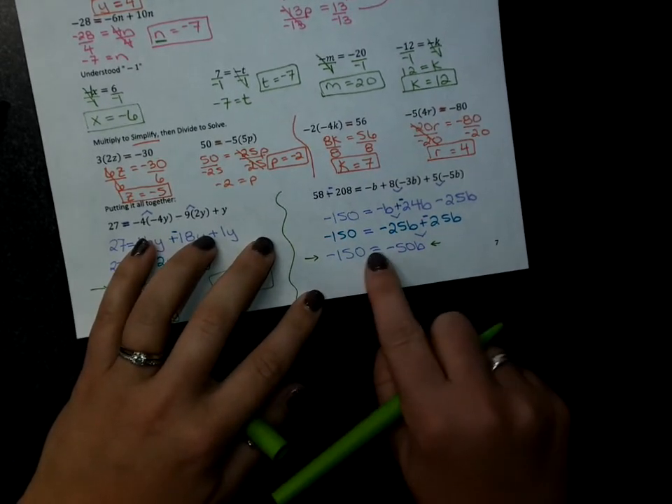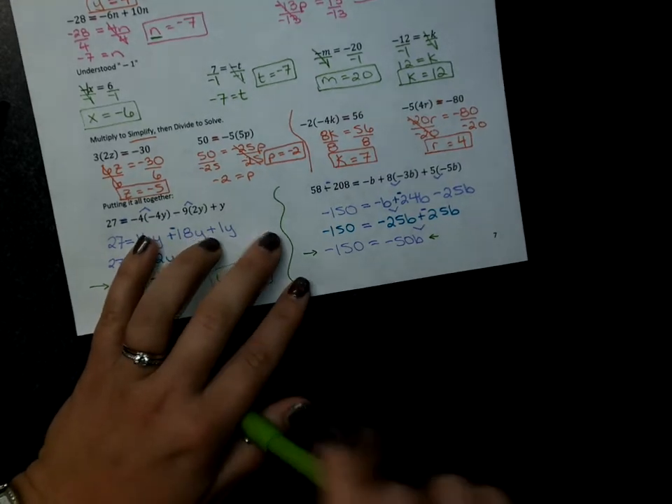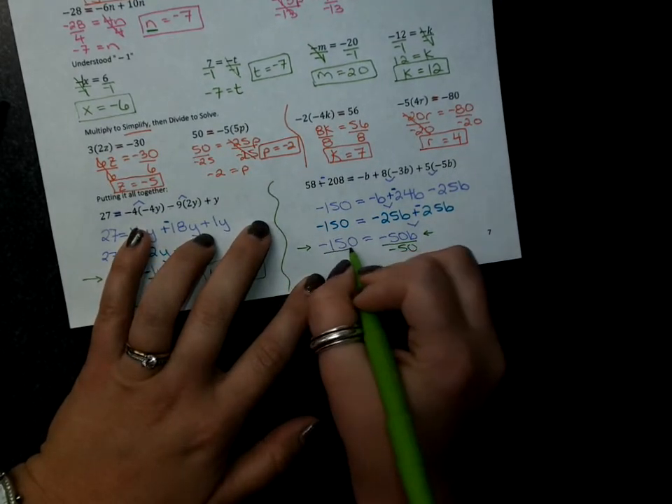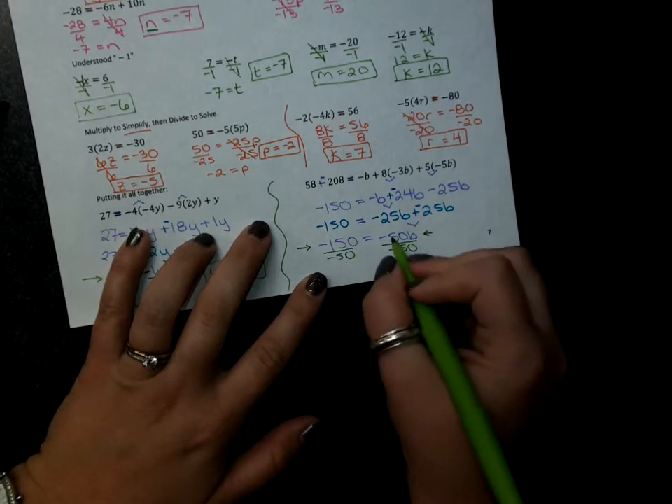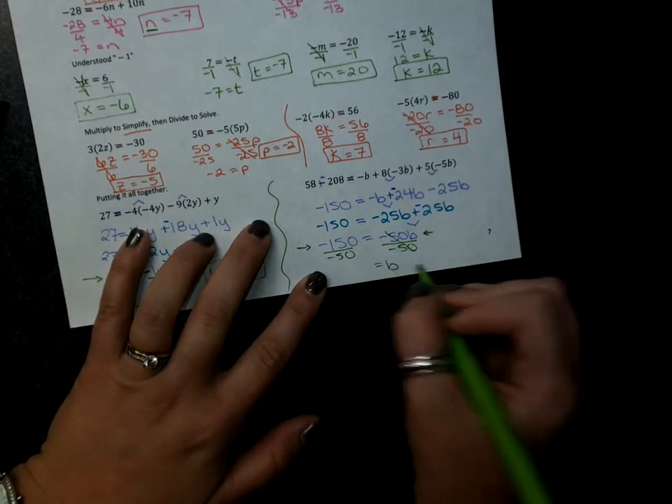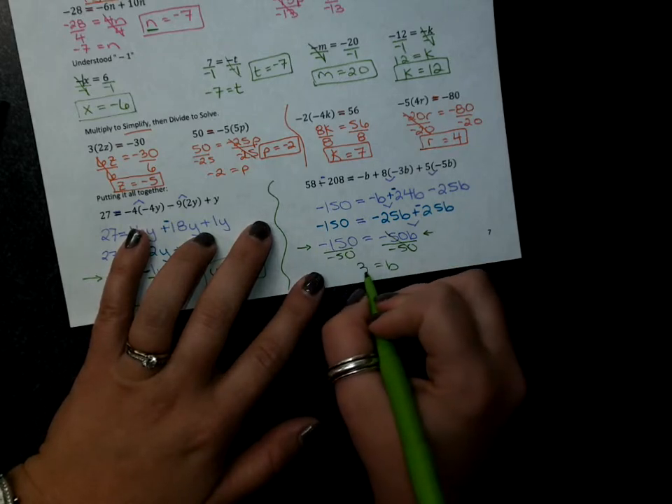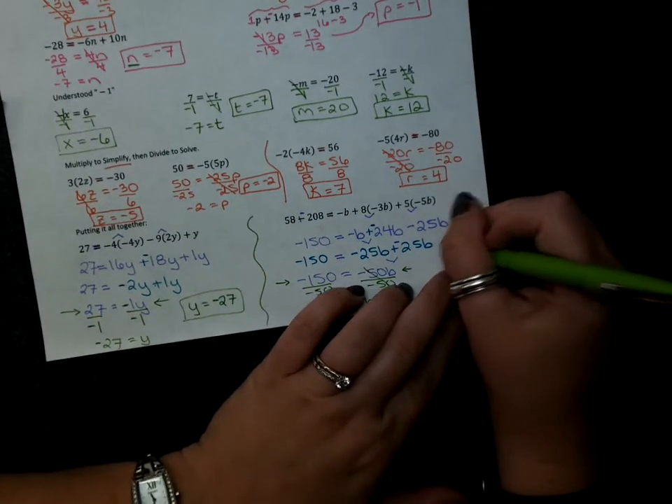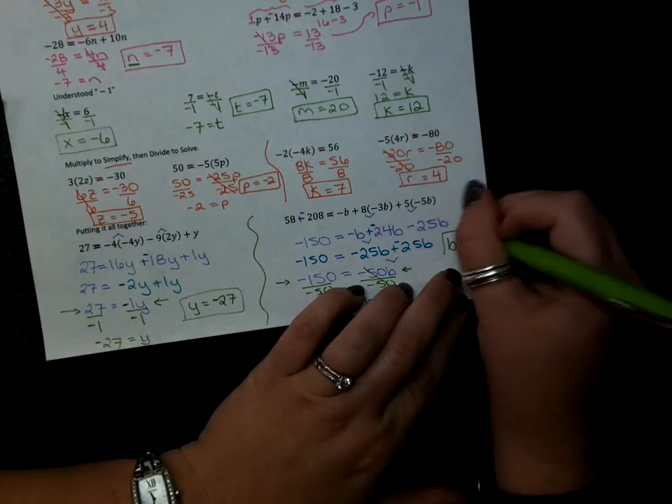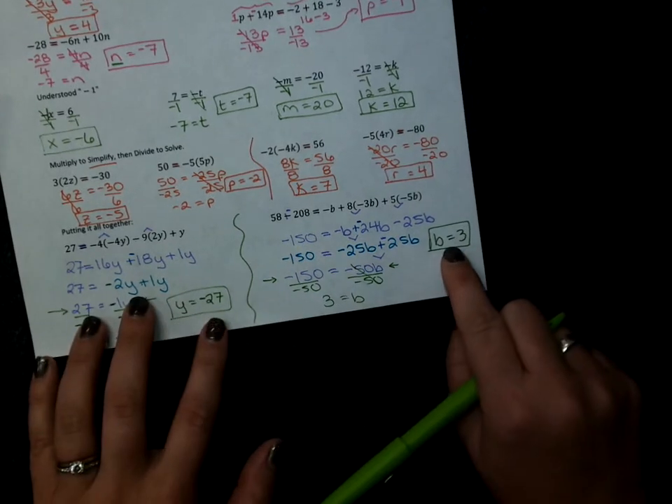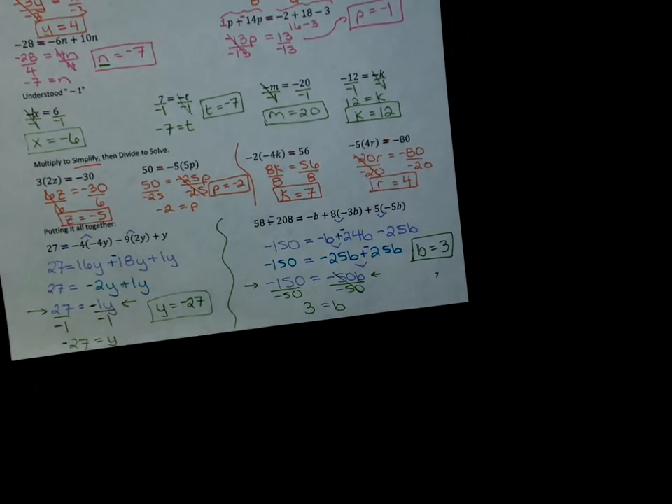When you get down to one term equals one term, it's time to divide. So we're going to divide by negative 50. Divide by negative 50. We'll just have b on the right. Negative 150 divided by negative 50 is positive 3. So b equals positive 3, and that's what we're trying to get down to. The variable, positive variable, equals a number.